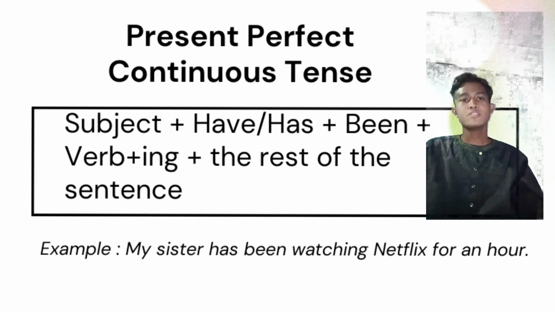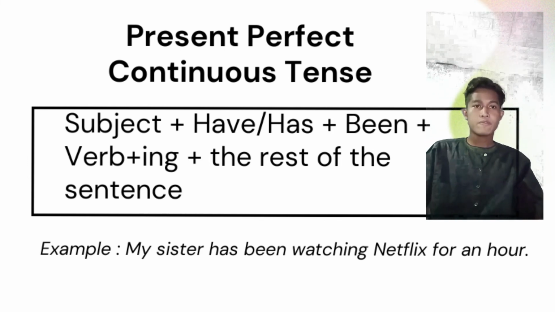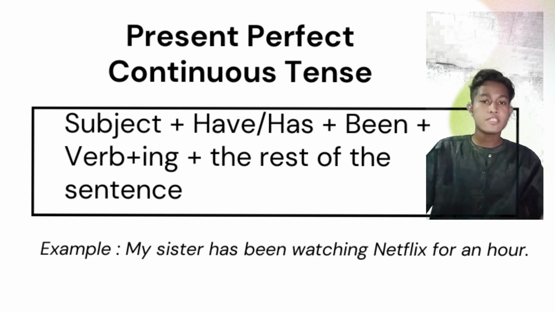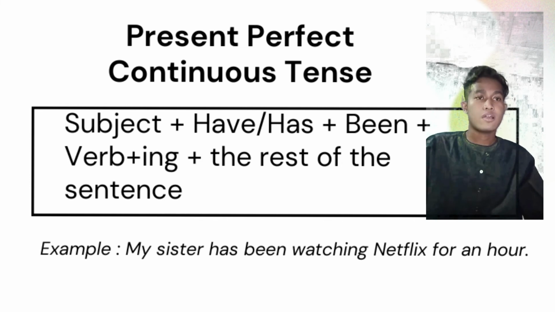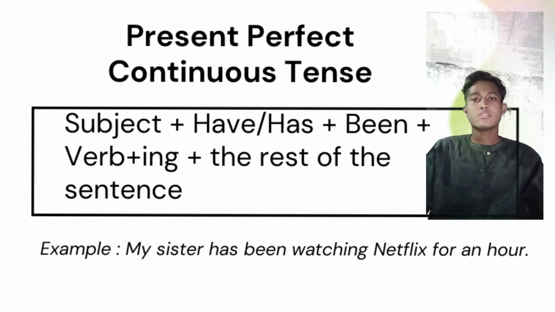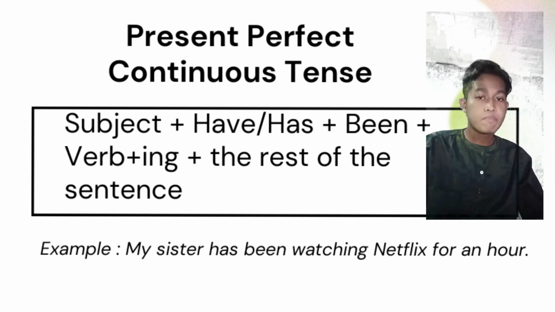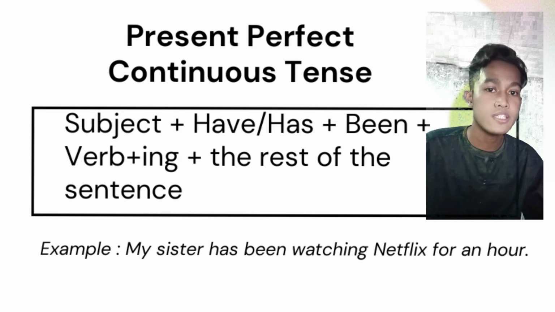Next, second is negative sentence. To make a negative sentence, the formula is subject plus have or has plus not plus been plus ing or present participle. For example: she has not been diving.